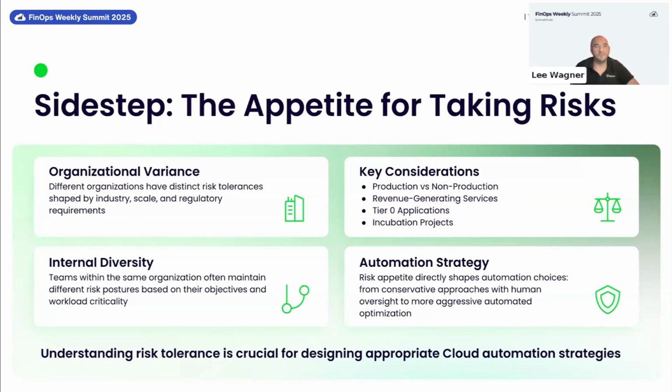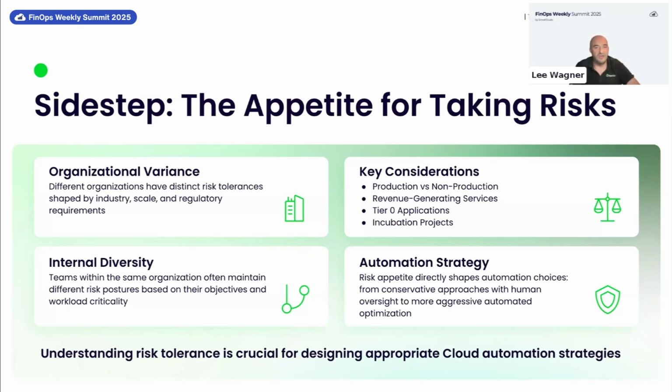Your entire cloud automation strategy hinges on your organization's appetite for risk. So a large, heavily regulated financial institution will have a completely different risk tolerance to a small startup. And for a startup, letting automation run wild is possibly the best way to move forward. But for a bank, that would be catastrophic.